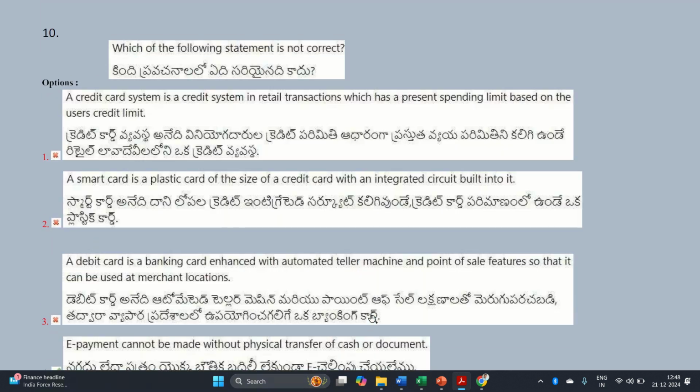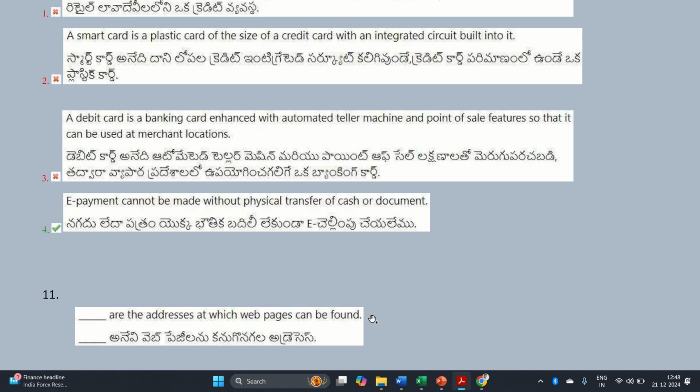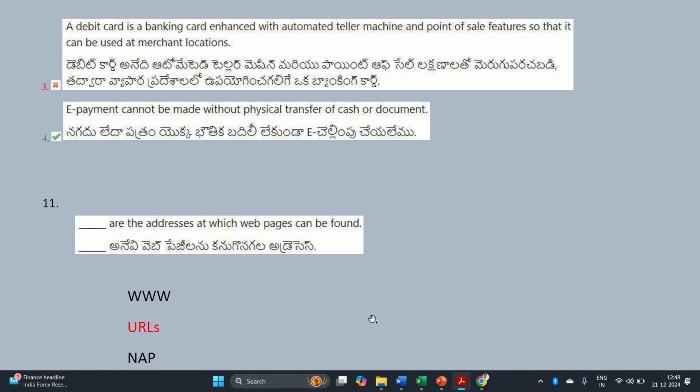And the remaining three, let's see. A credit card system is a credit system in retail transactions which has a preset spending limit based on the user's credit limit. Up to the credit limit, the consumer can use that limit to purchase goods in retail. A smart card is a plastic card of the size of a credit card with an integrated circuit built into it. That is also right. A debit card is a banking card enhanced with automated teller machine (ATM) and point of sale features so that it can be used at merchant locations. The above three options are right and the fourth option is false.